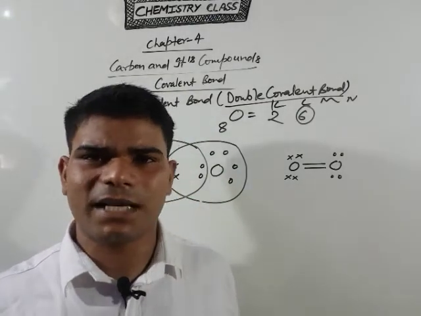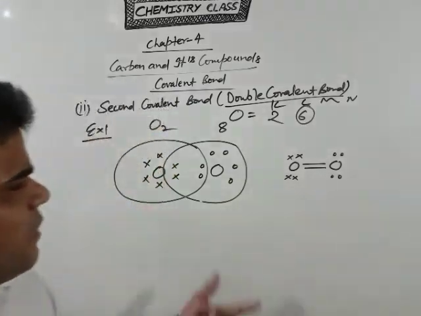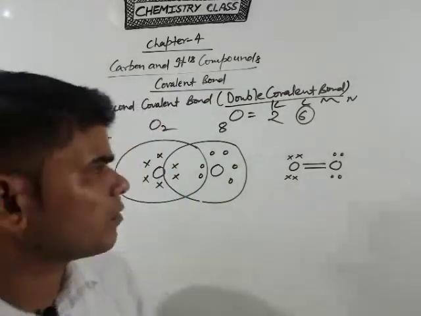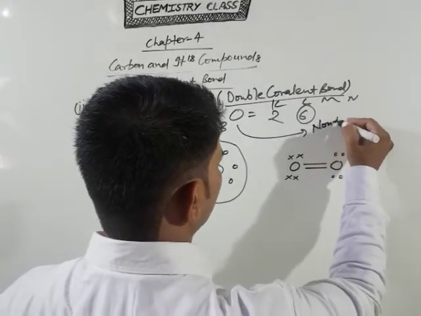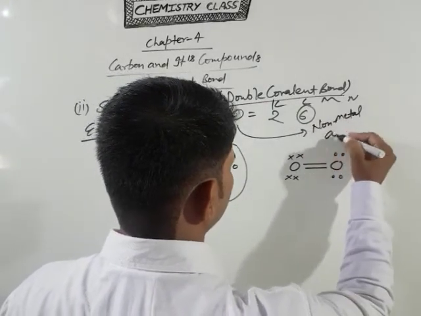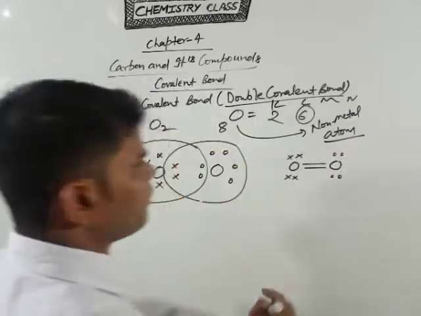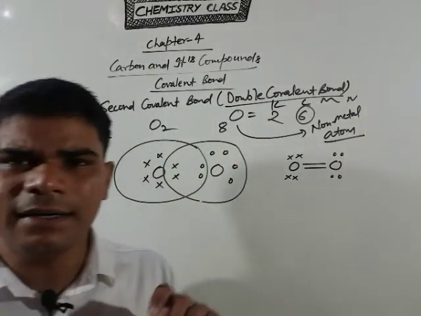If two atoms have a double bond, it is known as a double covalent bond. And we know very well, oxygen is also a non-metal atom, so that's why it forms only a covalent bond.